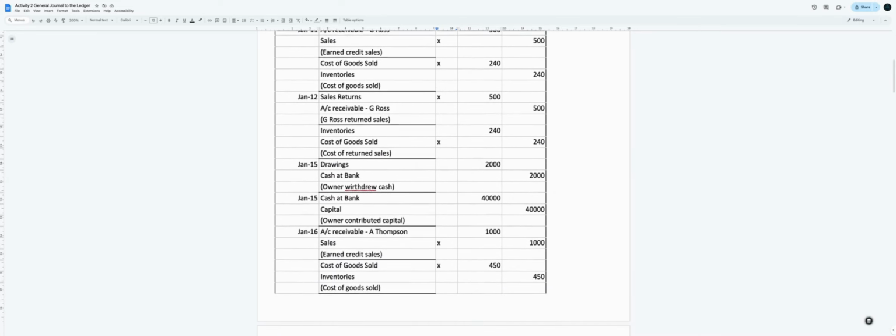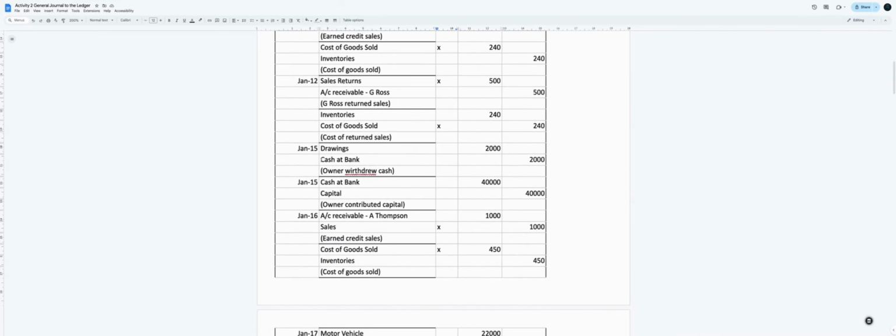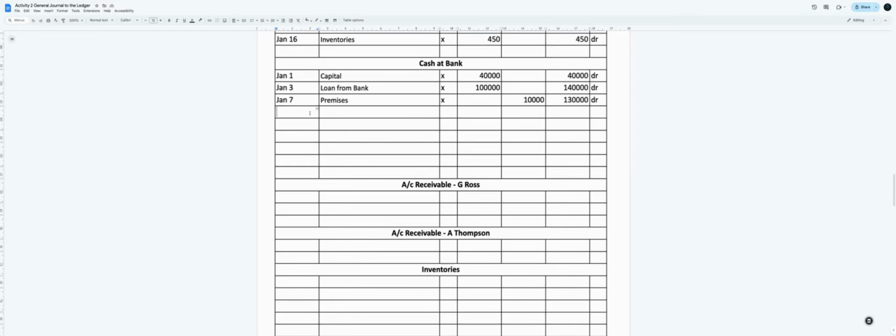Scrolling through, we can see the next one on the 15th, and it's 2,000 credit. Jan 15, we said it was $2,000 credit. So again, it has to decrease the balance of debit, because a credit will reduce the debit, and that becomes $128,000, and it still is a DR. What do we write in the particulars?